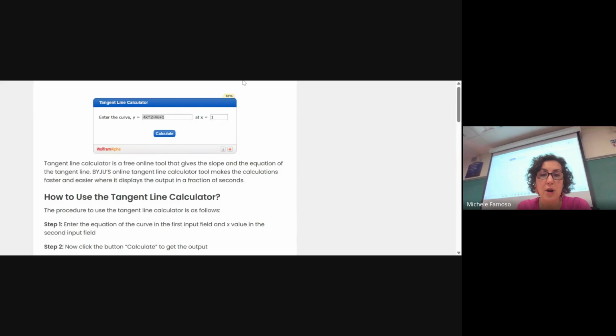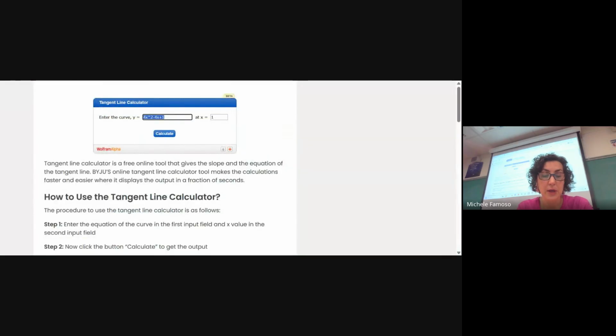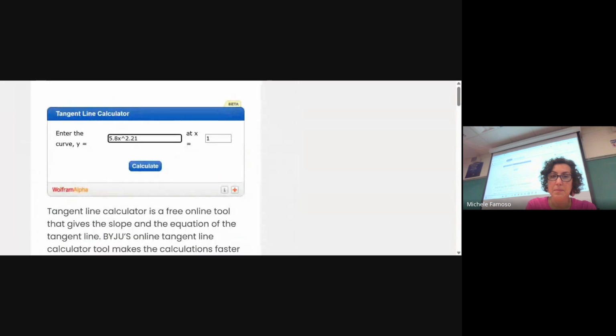Our equation from our graph right here. Did you get 5.8x^2.21? We all should have that because we all had the same data as long as you typed it in correctly. We're going to take that equation and replace it in this box here. So what was it? It was 5.8 times x, so we'll just put x^2.21. See it right there? 5.8x^2.21.